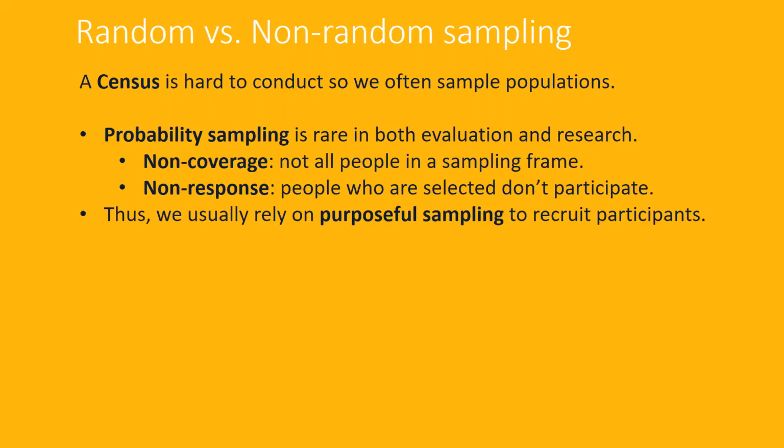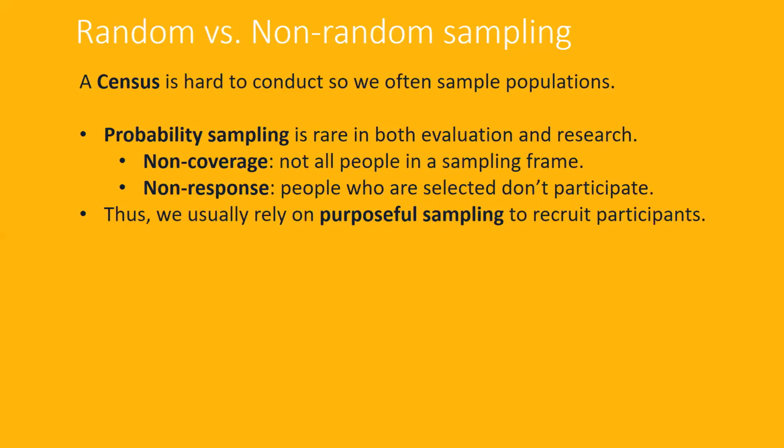Oftentimes, as you can guess, a census is very difficult, if not impossible, to collect, and therefore we rely on sampling. Sampling is where you try to get a subset of your overall population of interest, and there are two basic ways to do that: the probability sampling method and the purposeful sampling method. Probability sampling is simply that everybody has an equal probability of selection. Due to two main issues, probability sampling is rare in both evaluation and research work.